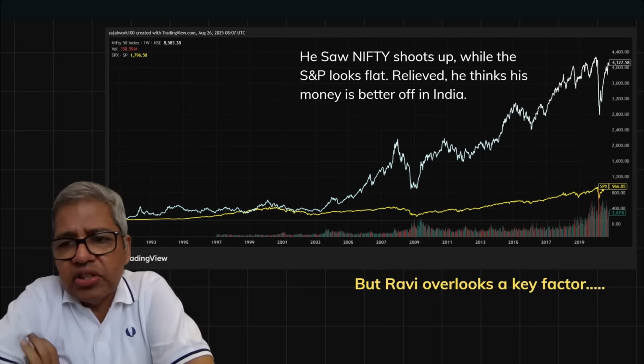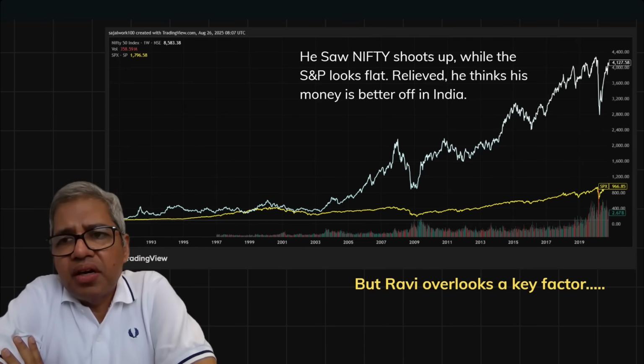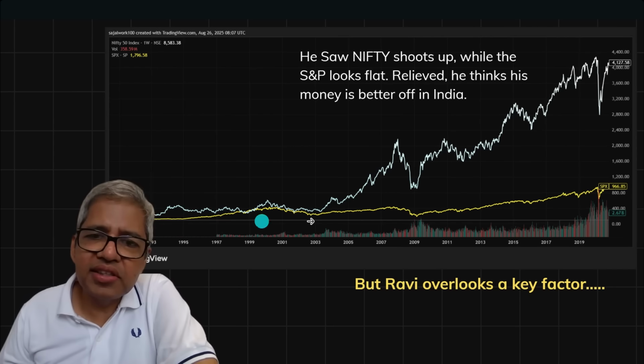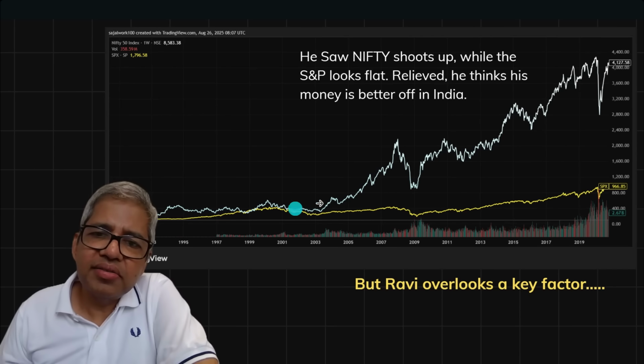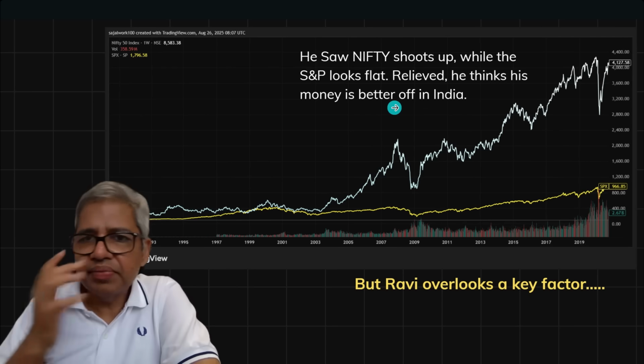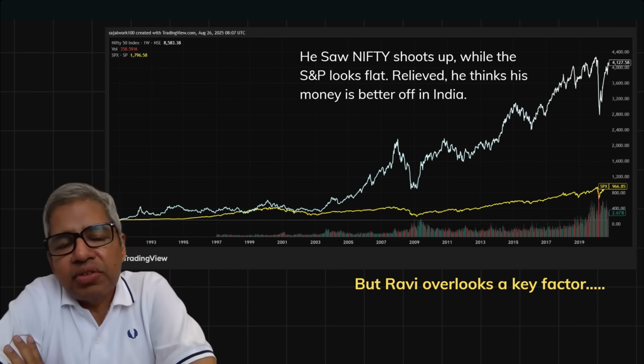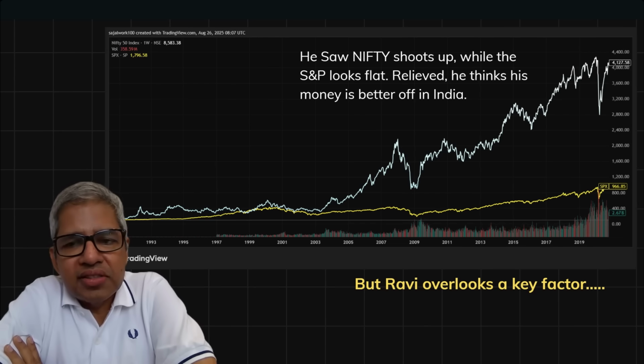So this is what he sees in the last 35 years. S&P 500 is here, the yellow line, and the light blue line is Nifty. So he feels that he did well by investing in Nifty because Nifty has done far better than the S&P 500.